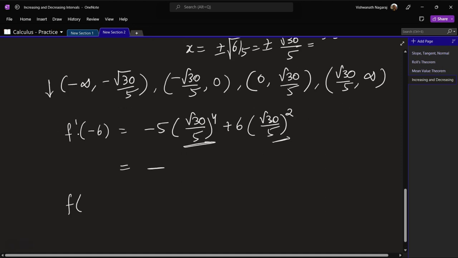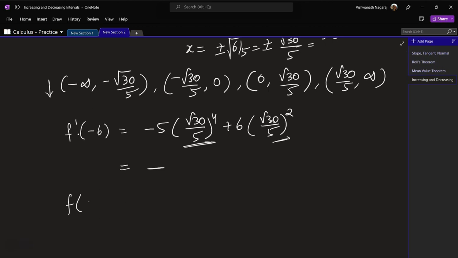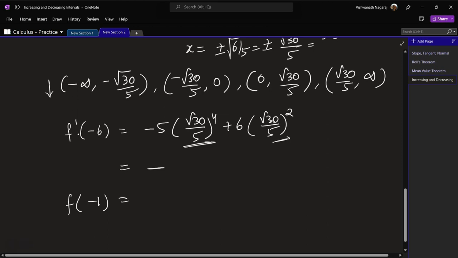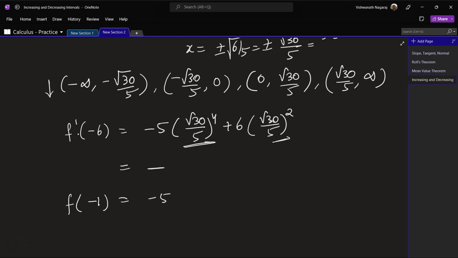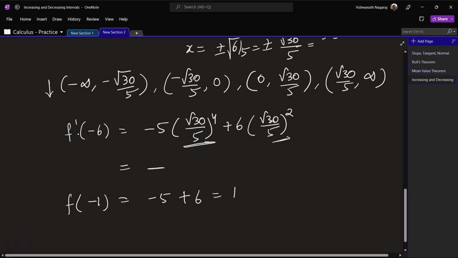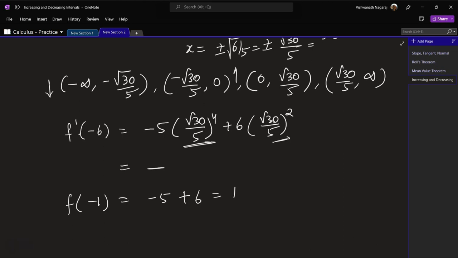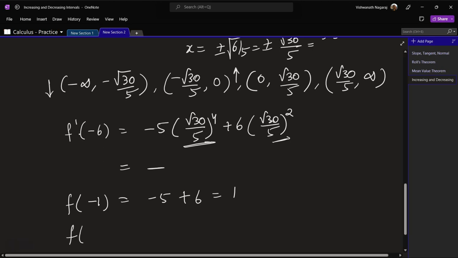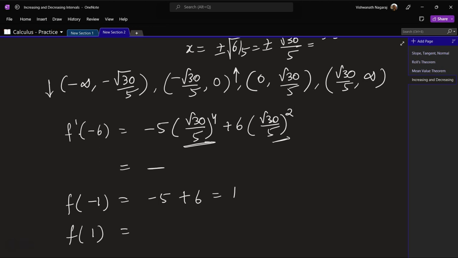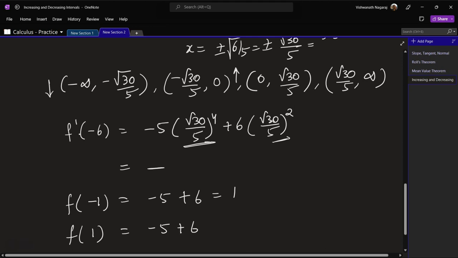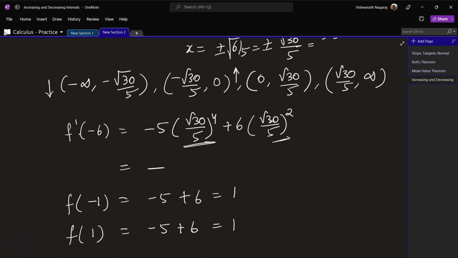Okay, f prime of something in between these two, so between minus 5.5 and 0. Let's take it as minus 1 because it's easier to do the calculation. So minus 5 times minus 1 to the power of 4 is 1, plus 6 times minus 1 to the power of 2 is 1, so which is 1. That means it is going to be an increasing interval. Now let's look at the interval 0 to root 30 by 5, that is 1. If we take 1, we get minus 5 plus 6, which is equal to again 1. So in this interval also it is going to be increasing.